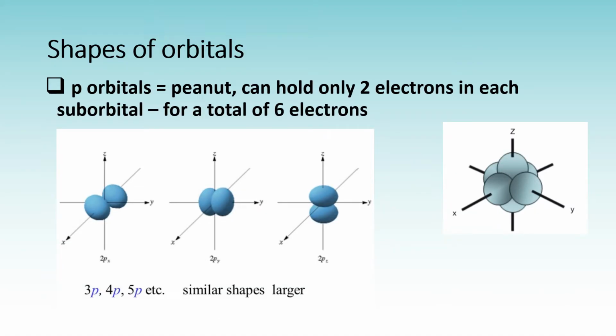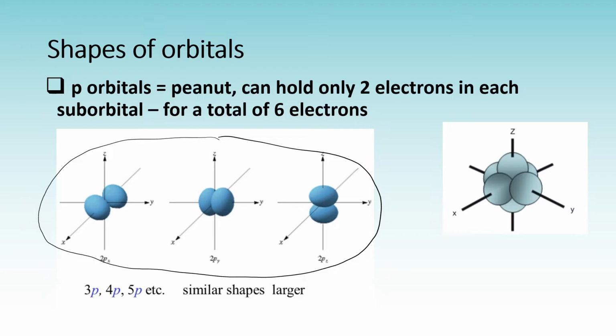The next orbital we get is called the p orbital, and I call it the peanut orbital because it kind of looks like a peanut. But these can hold 2 electrons as well in each what we call suborbital, for a total of 6 electrons. So one set of p orbitals is all 3 of these. Now you can see that we've got a little x, y, and z labeled there because they follow the x-axis, the y-axis, and the z-axis is where they line up.